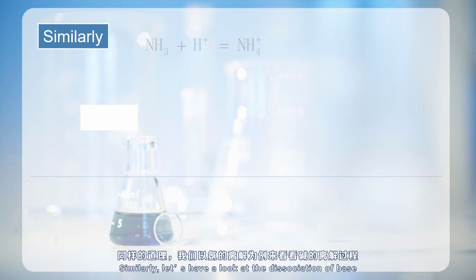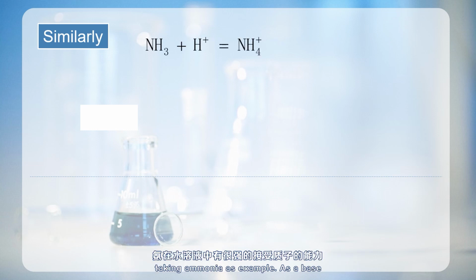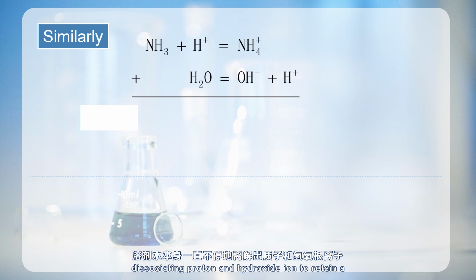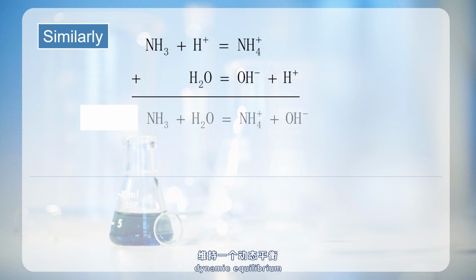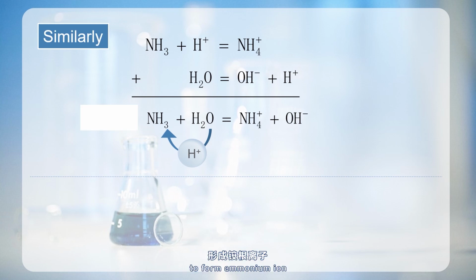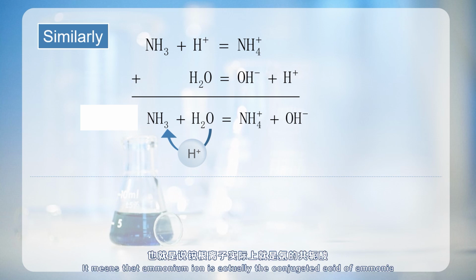Similarly, let's have a look at the dissociation of base, taking ammonia as example. As a base, ammonia has a strong ability of accepting proton. Then, where do these protons come from? We notice that water solvent itself keeps on dissociating proton and hydroxide ion to retain a dynamic equilibrium. Once ammonia is added into aqueous solution, it combines with free proton immediately to form ammonium ion, which dissociates proton simultaneously. It means that ammonium ion is actually the conjugated acid of ammonia.